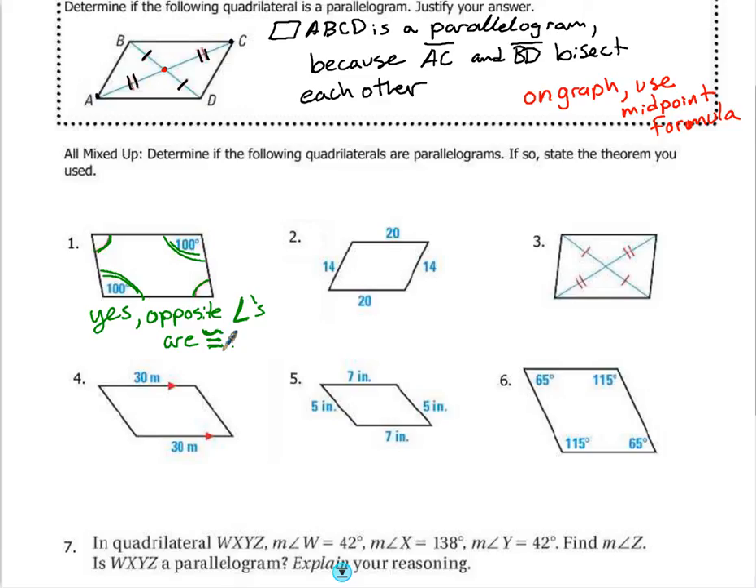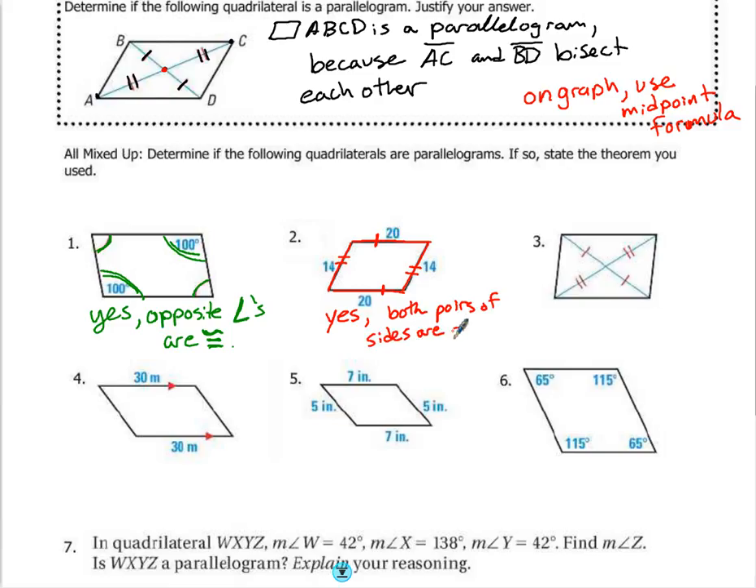Here they're giving me side lengths. They tell me that this is 20 and this is 20, so wouldn't that make those opposite sides congruent? And this is 14 and this is 14. So when I look at the opposite sides being congruent, this would be another example of yes, this is a parallelogram because both pairs of sides are congruent. Both pairs have to be congruent in this case.